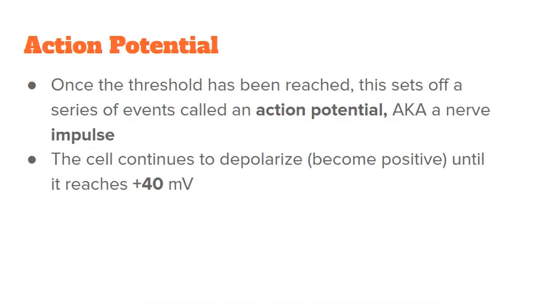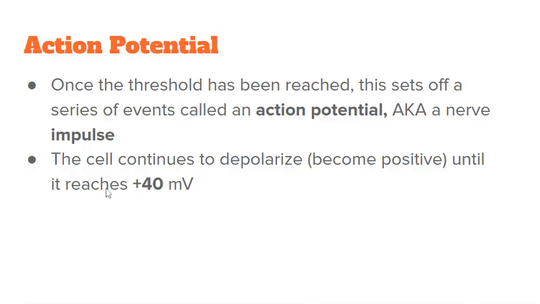Once you reach that threshold of about negative 55 millivolts, this is going to set off a series of rapid events in your nerve cell, your neuron, and it's called an action potential, which we also call an impulse, right? That electrical signal that gets sent through the nervous system. So that action potential, the cell is going to continue to depolarize.